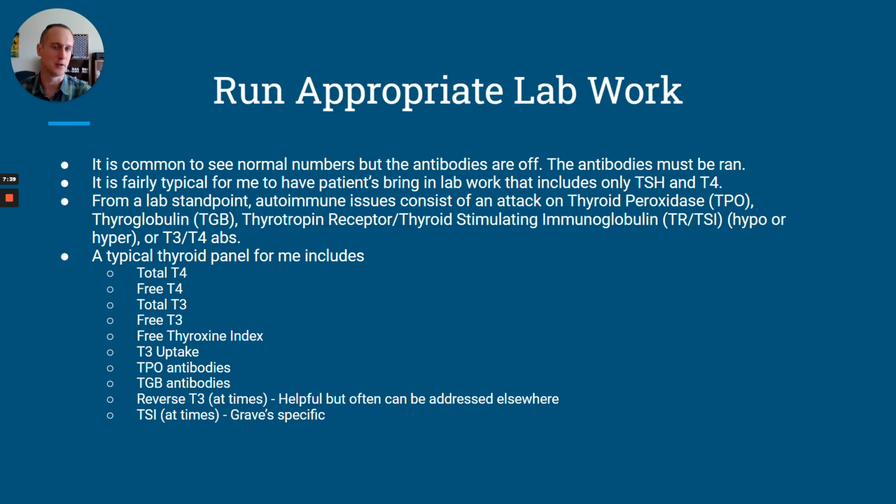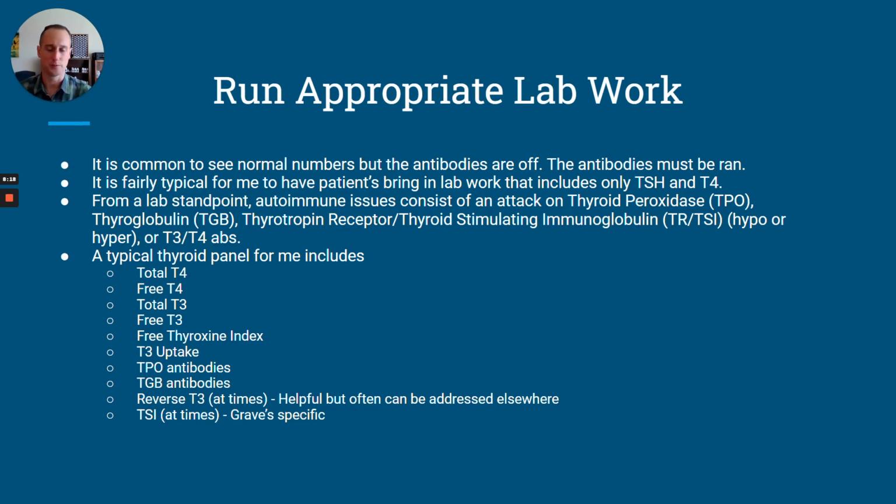Same thing with some of these other antibodies like T3, T4, but a typical thyroid panel for me includes what is listed here. So total and free T4, total and free T3. So total just means the amount of T4 you have or the amount of T3. Free is the ones that are separated or free to be used or to activate receptor sites. So then free thyroxine index, T3 uptake, really important one. TPO, TGB antibodies, those are by far the most important ones, especially with Hashimoto's. That's generally how it'll be diagnosed, or at least indicative.